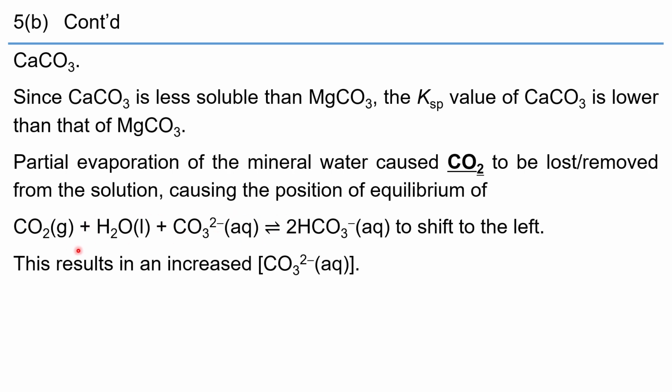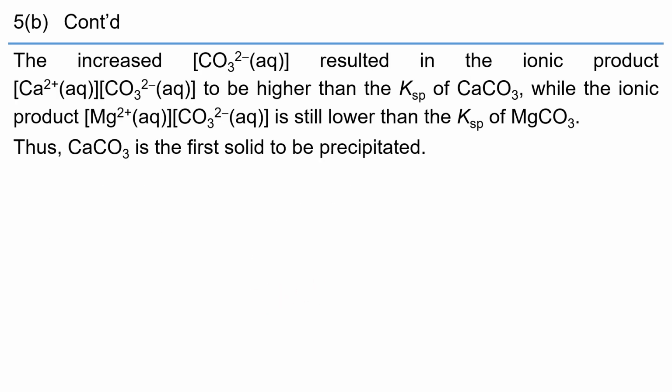Now, when this happens, there will be an increase in the concentration of your CO3 2-. With this increase in the CO3 2-, the IP of your calcium carbonate will be higher than the KSP of it. While the ionic product of your magnesium carbonate will still be lower. Hence, your calcium carbonate will be the first one to be precipitated.